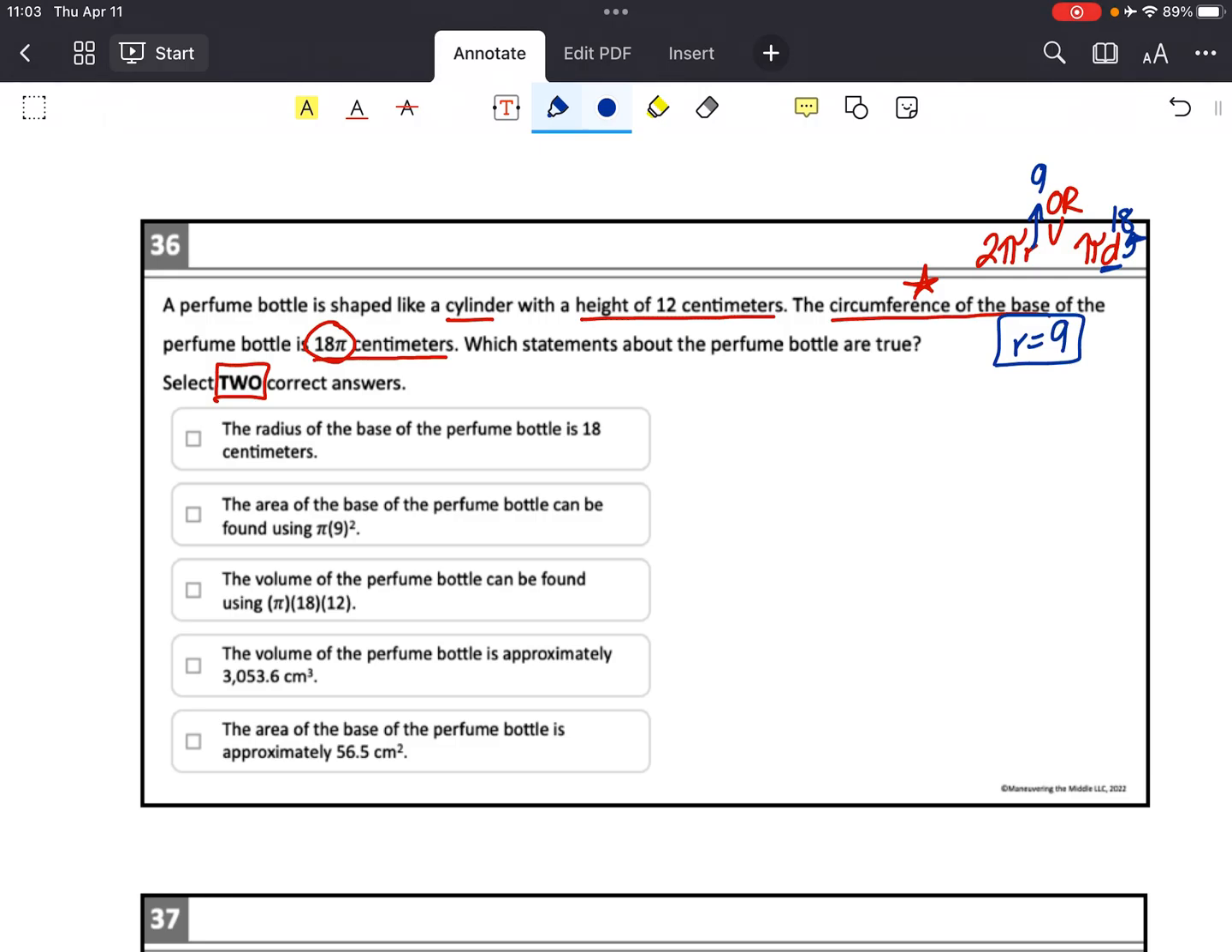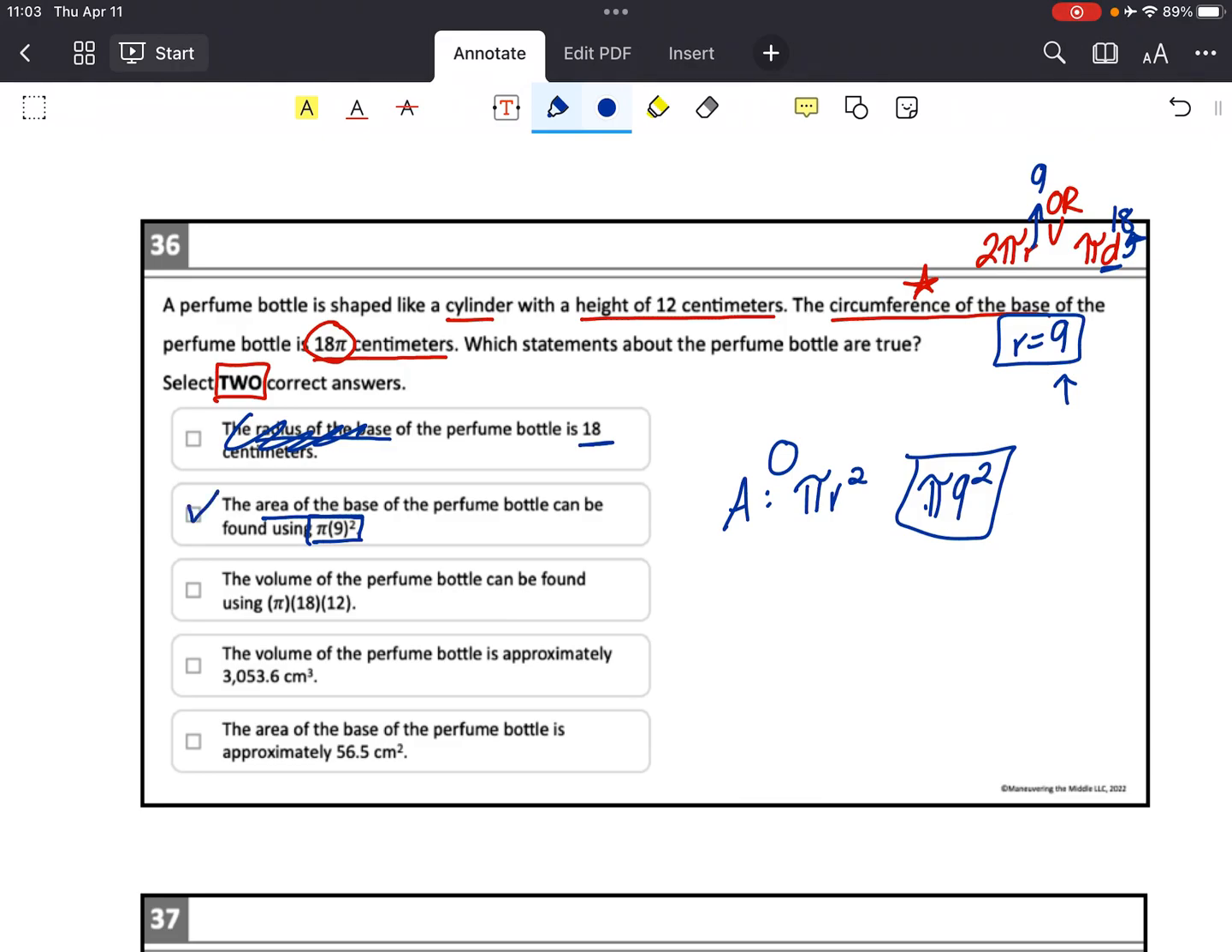Is it true that the radius of the base of the perfume bottle is 18 centimeters? No, because we just figured out it is 9. So that is not a correct answer choice. The area of the base can be found by using pi 9 squared. That would be how we get the area, because remember, area of a circle is pi r squared. We know that the radius is 9, so therefore pi 9 squared would be correct.